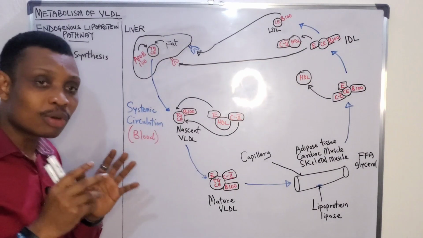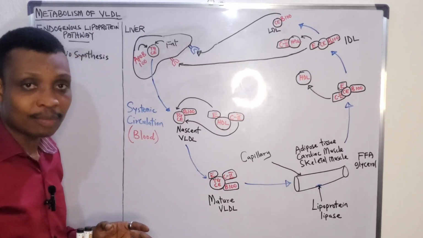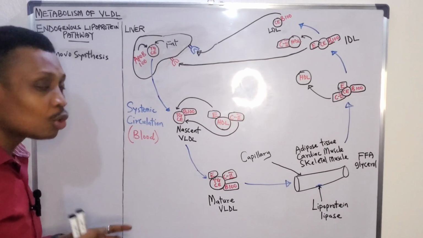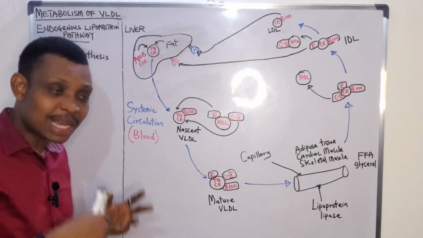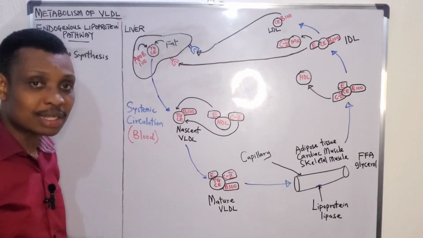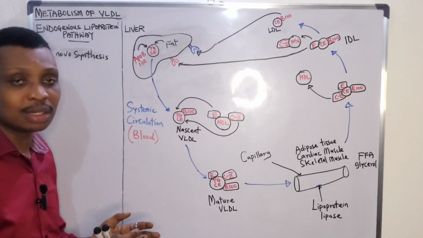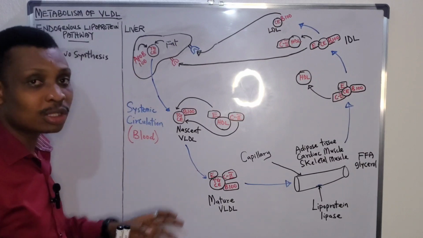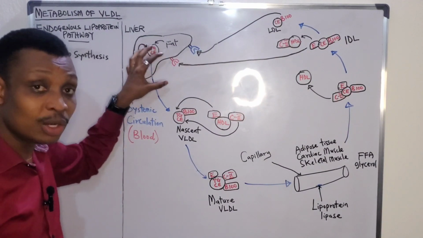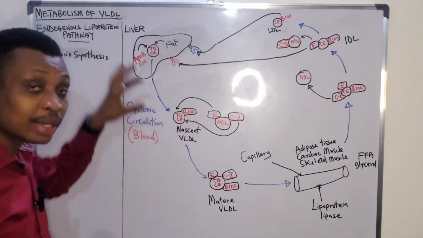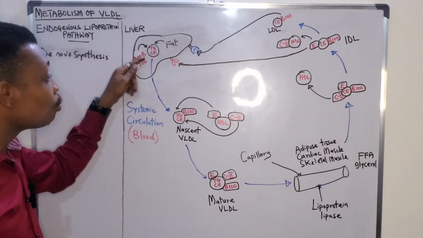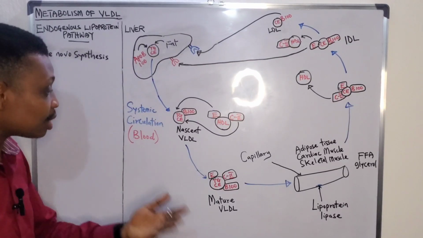Now, the cholesterol esters obtained from the hydrolysis of chylomicron remnant, together with the cholesterol and triglycerides synthesized by the liver cells, will be incorporated together with a protein called ApoB100, and this will form a very low density lipoprotein in the liver. Now, this very low density lipoprotein will be released into the circulation.